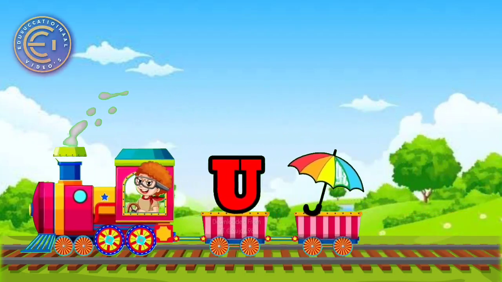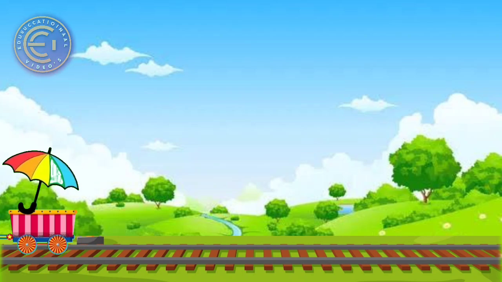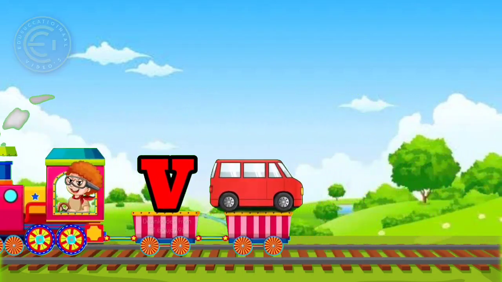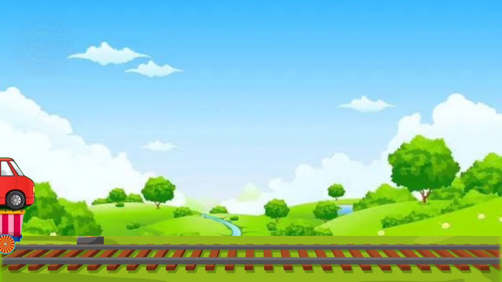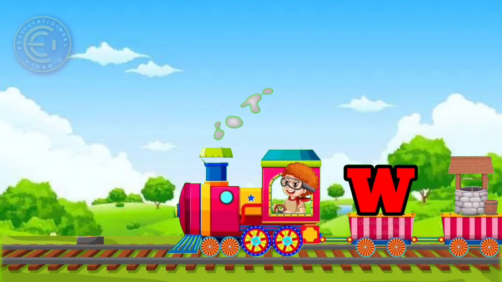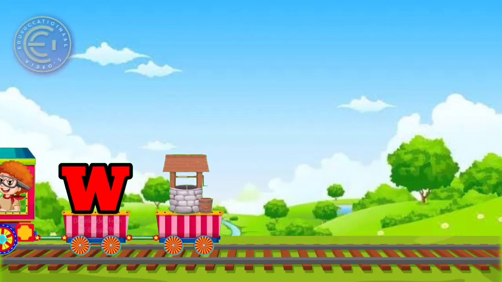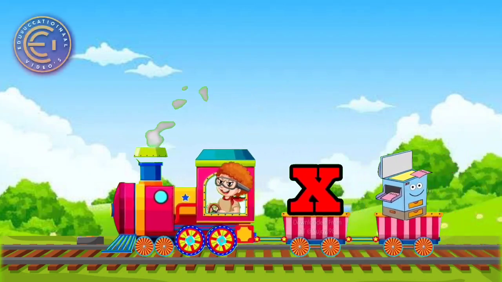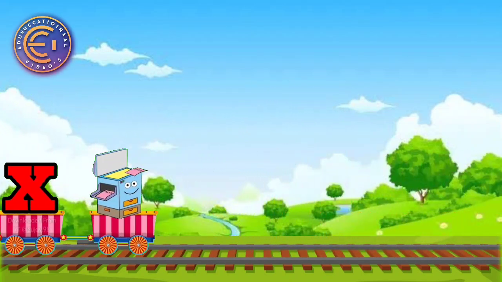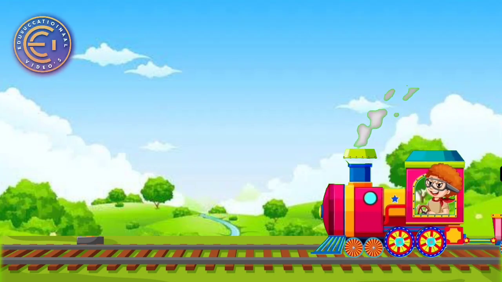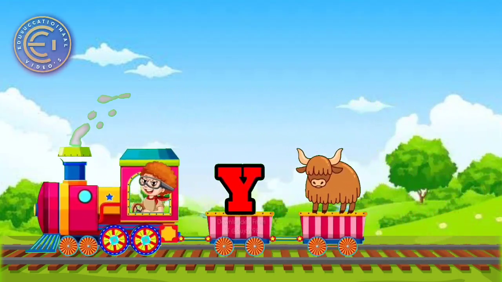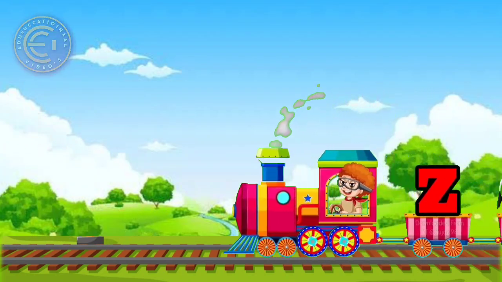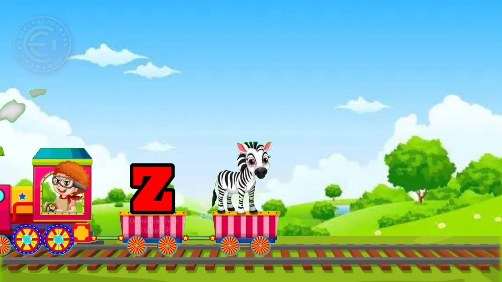U for umbrella. V for van. W for well. X for Xerox. Y for yak. Z for zebra.